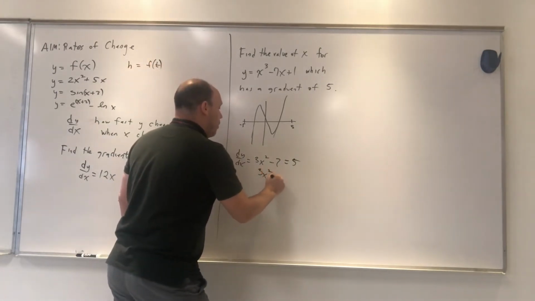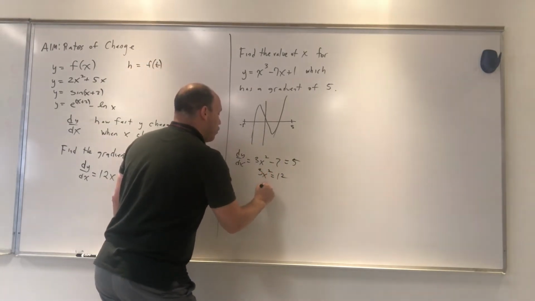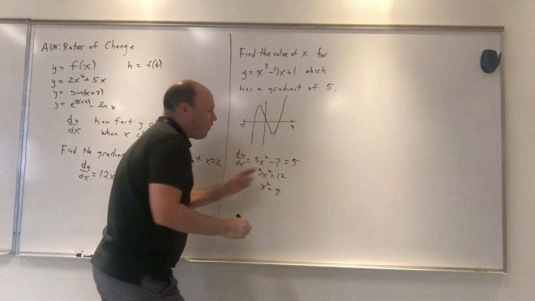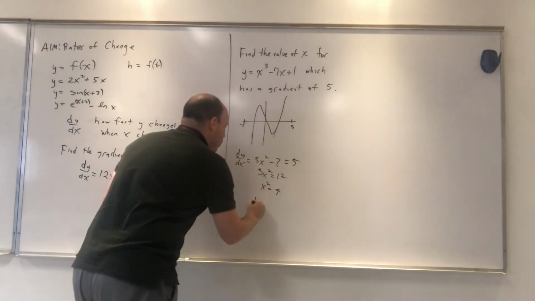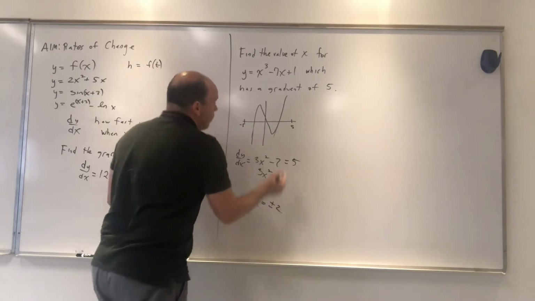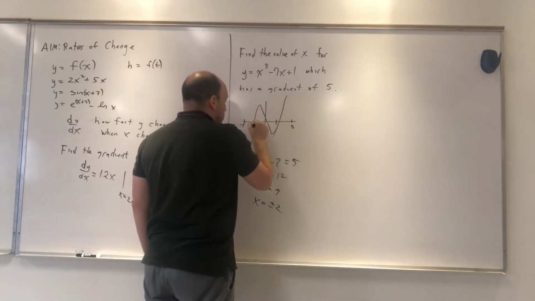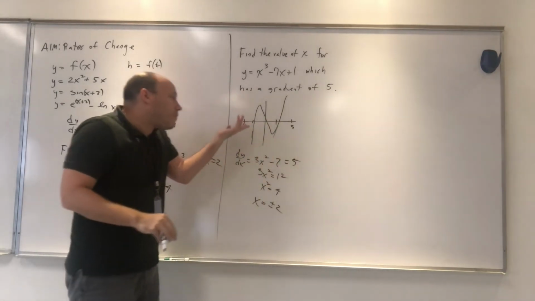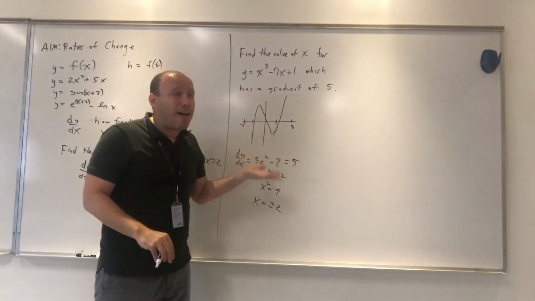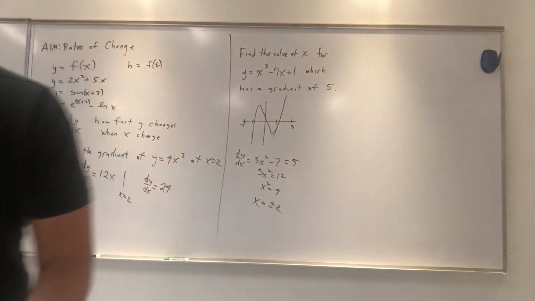3x squared equals 12, x squared equals 4. You can go a little faster if you want. x equals plus or minus 2. You're like, okay, that makes sense. Oh, I see that. Okay, that's where the tangent line equals 5.